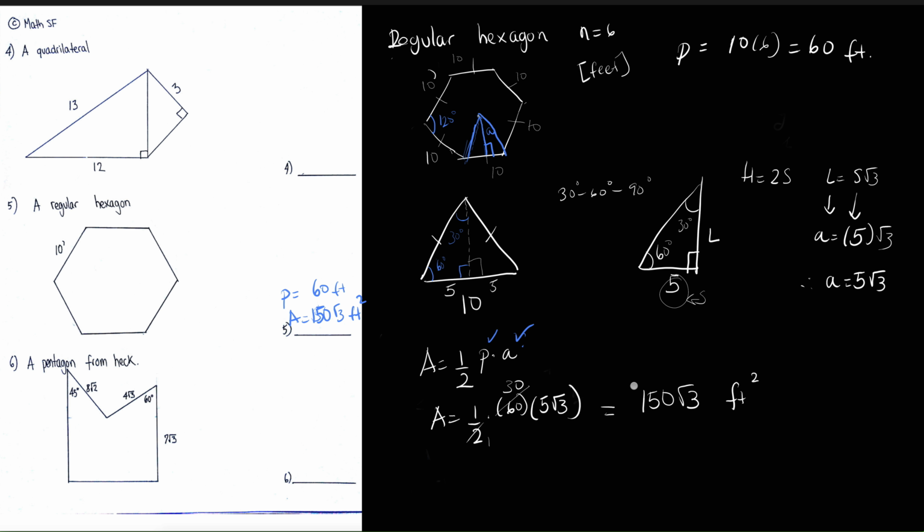So let me use my calculator. 150√3. That gives us approximately, let's see, and I'm going to round to 2 decimal places, 259.81 square feet. So yes, that's in case they're asking you for the approximate solution, but all the time we try to use only the exact solution.